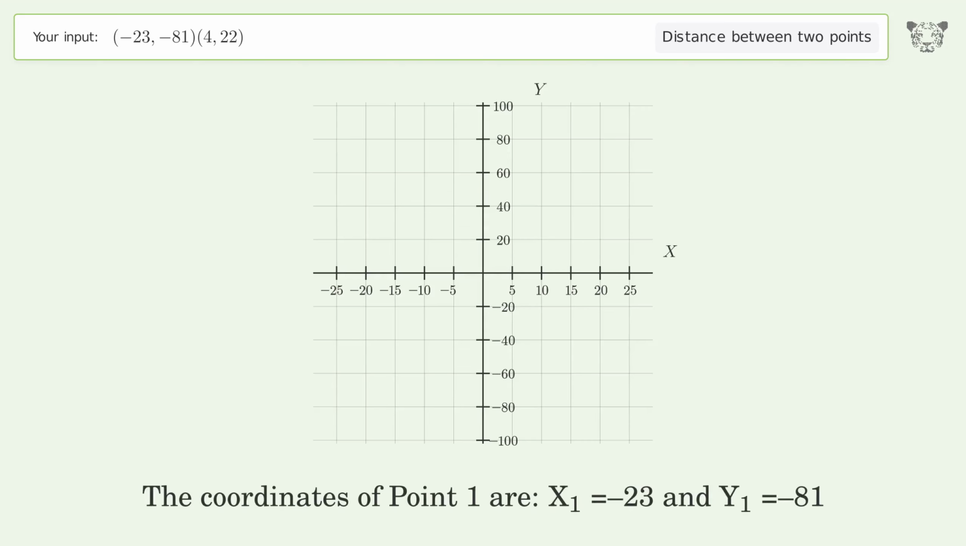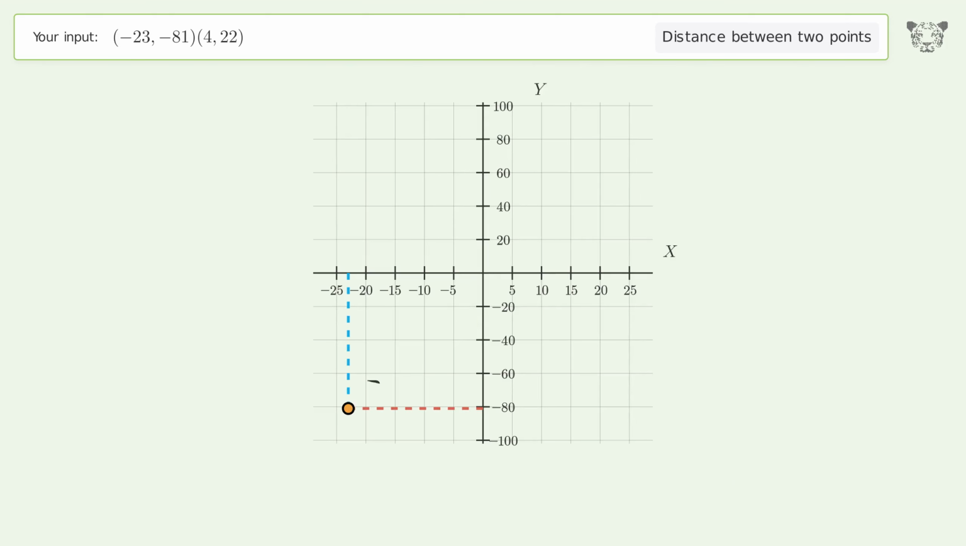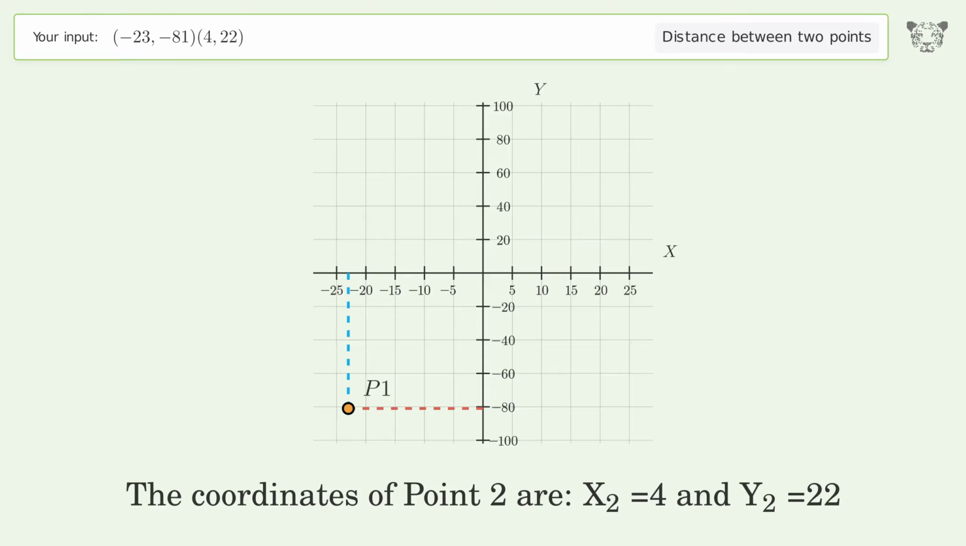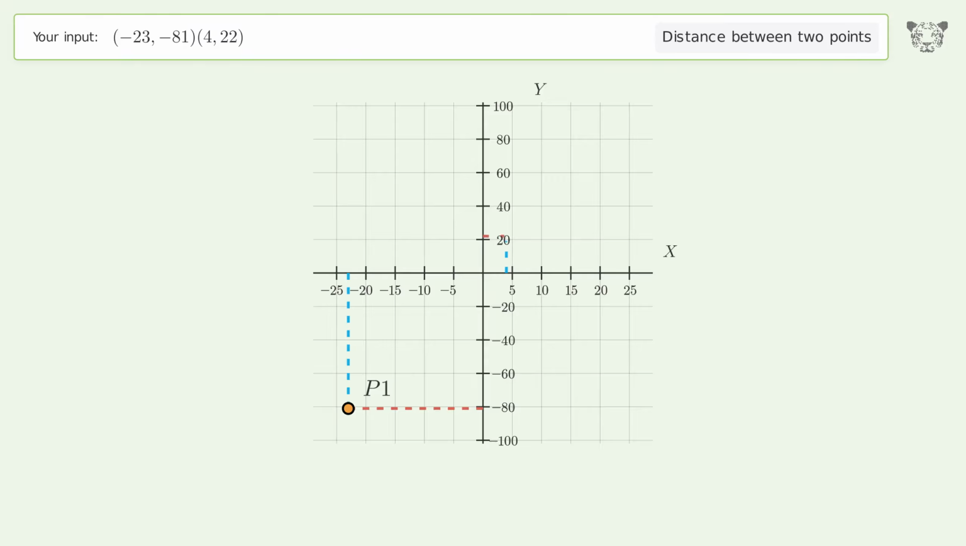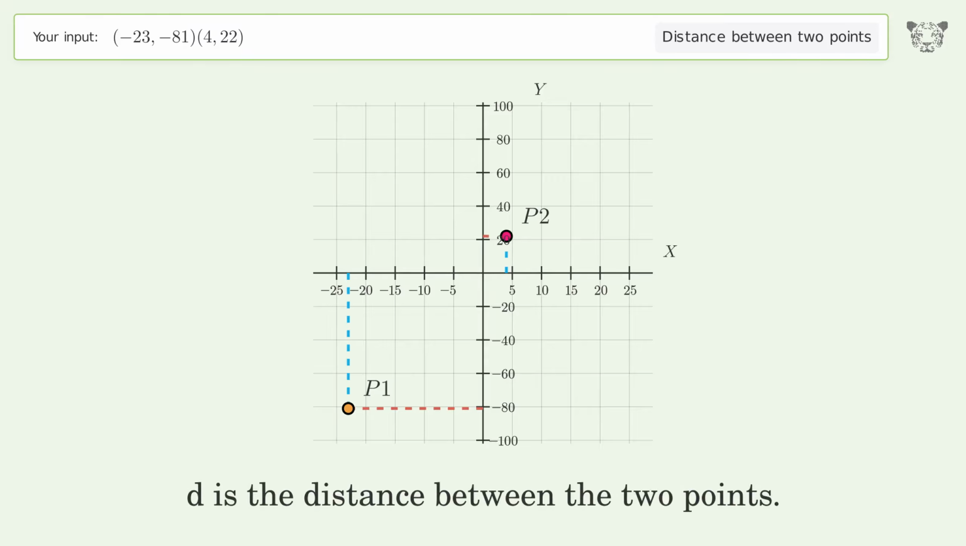The coordinates of point 1 are x1 equals -23 and y1 equals -81. The coordinates of point 2 are x2 equals 4 and y2 equals 22. D is the distance between the 2 points.